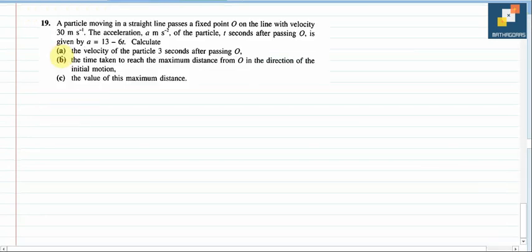It's question number 19. At first, we need to read the question carefully. A particle moving in a straight line passes a fixed point O on the line with velocity 30 meters per second. So you have the velocity 30 meters per second, and it says moving in a straight line passes a fixed point. So when t is 0, velocity is 30. The acceleration is given by a equals 13 minus 6t. Calculate for the first part the velocity of the particle 3 seconds after passing O.